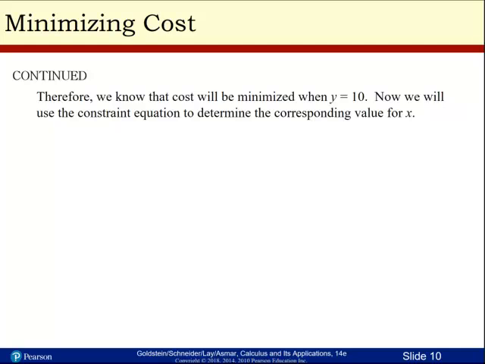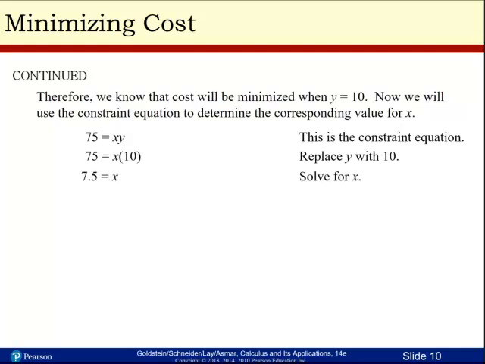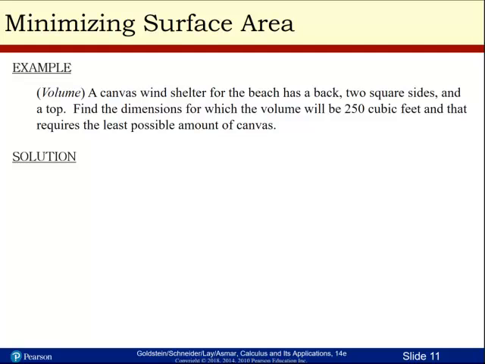Now, we're going to use a constraint equation to determine the corresponding value for x. We just plug that y equals 10 into our 75 equals xy, solve for x, and we get that x is 7.5. This means that the dimensions that will minimize cost are x equals 7.5 feet and y equals 10 feet. Pretty nifty. Let's look at another example.